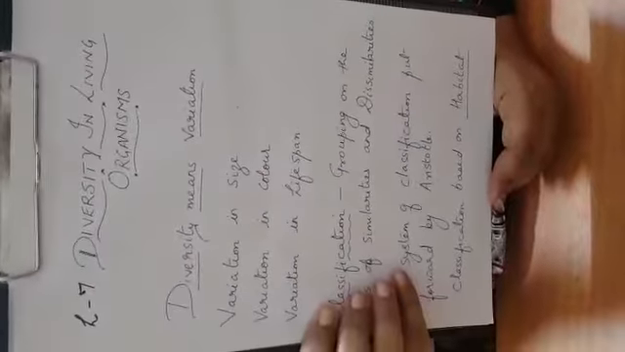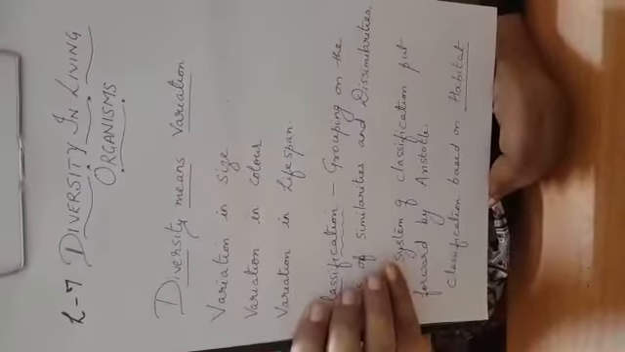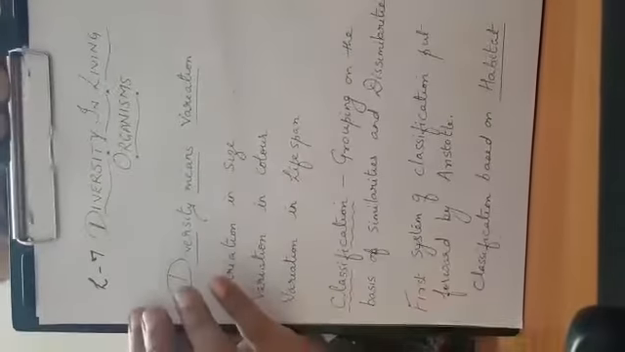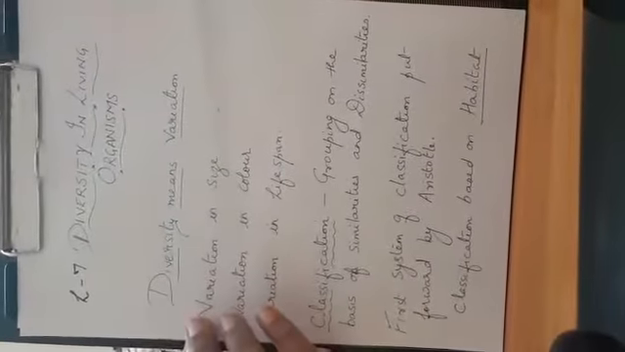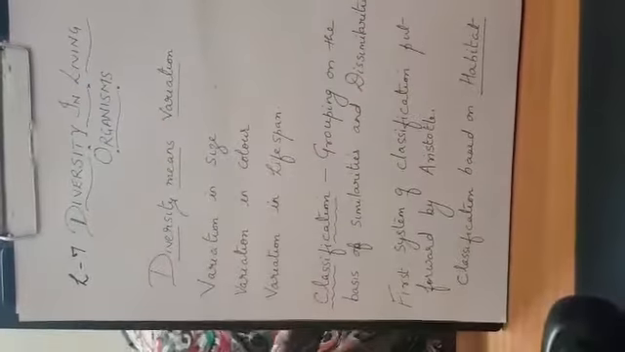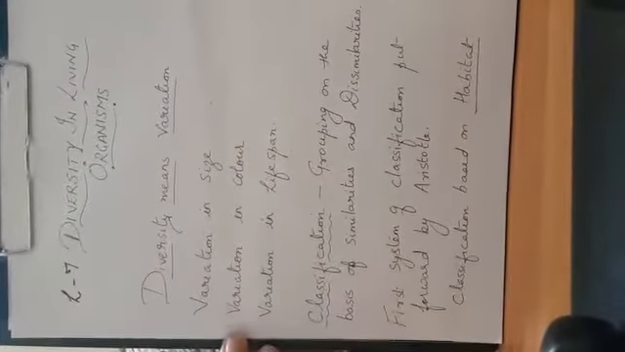So children, just have a glance at this small topic which I have taken today. Just recapitulate it on the basis of what I have explained to you today. So diversity in living organisms, which we started with variation. You can see in different types of organisms, variation in size, variation in color, variation in lifespan. Now we have also seen the definition of classification and who put forward the system of classification, Aristotle.